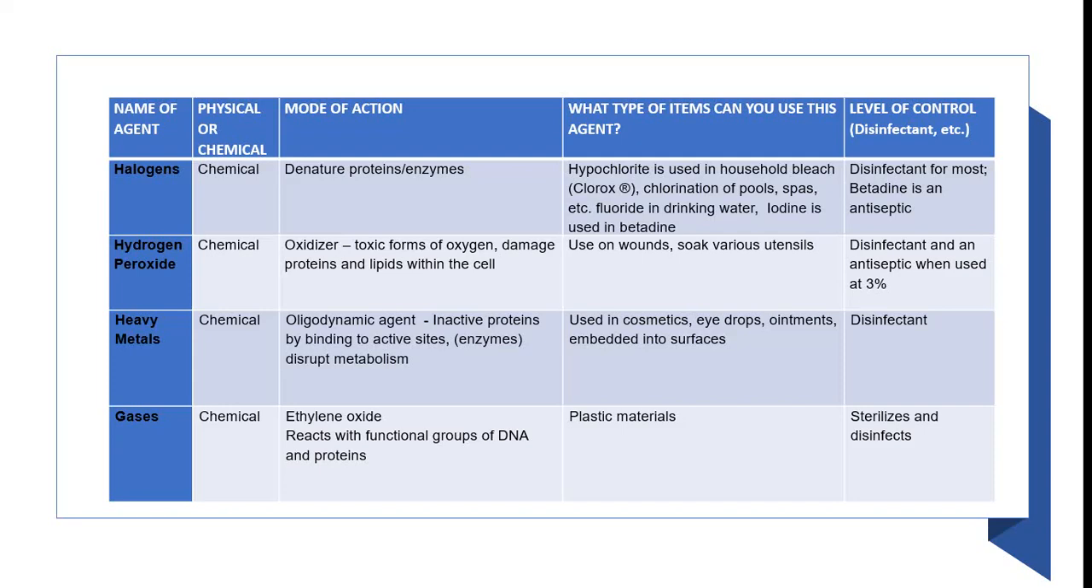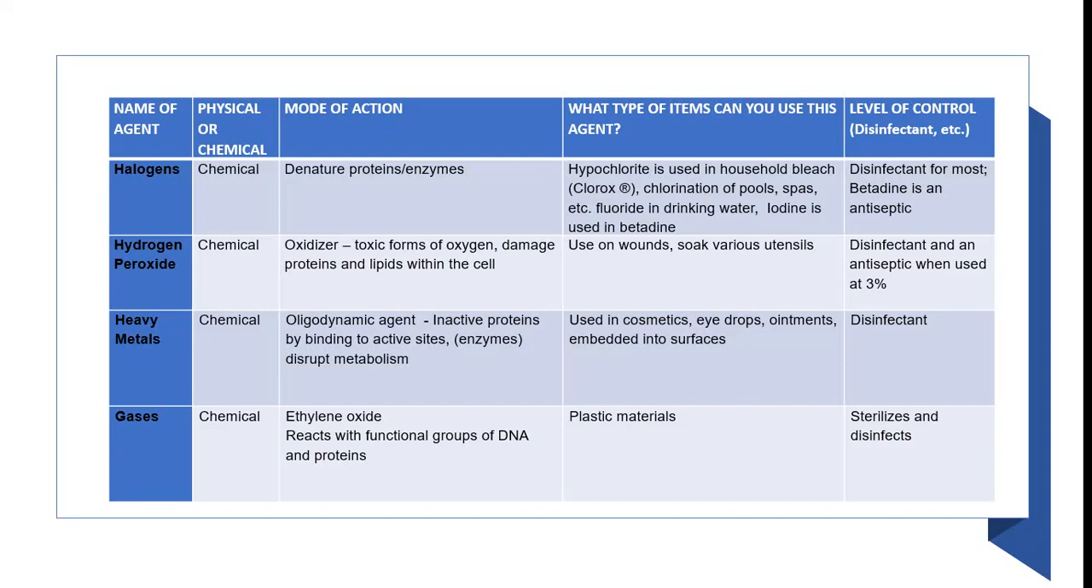So let's look at some examples. Chlorine, hypochlorite compounds, those are going to be used in household bleaches such as Clorox. They're going to be used for chlorination of pools and spas. Fluorine is another one that is added into drinking water. And then iodine is commonly used as an antiseptic in the form of that iodine tincture or betadine, if you will.